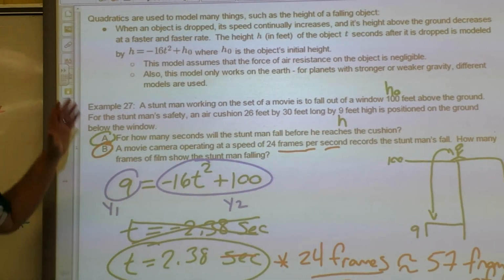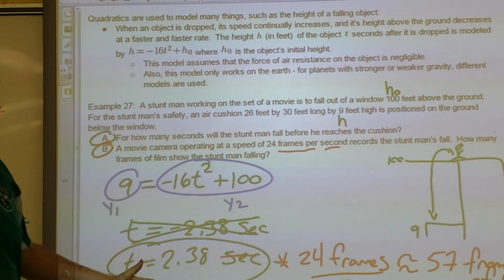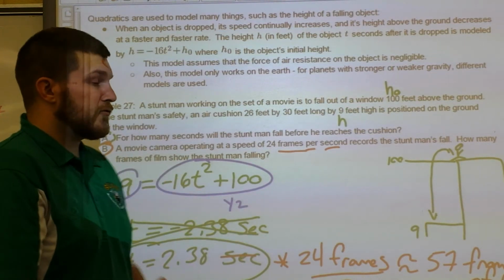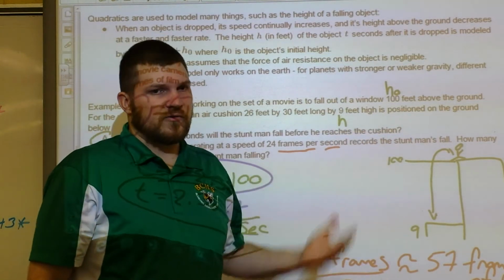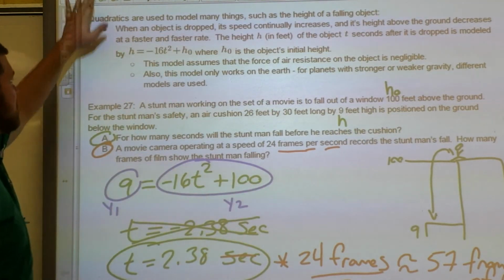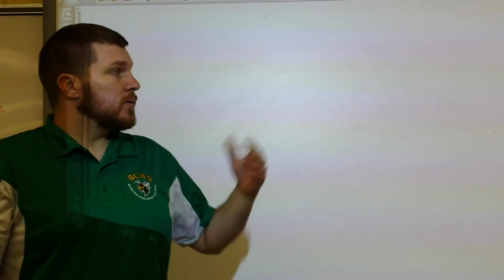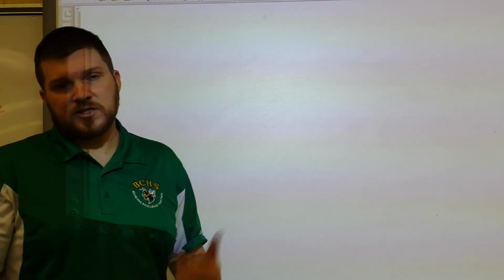So we can see how these two problems build off of each other. We first found the time, and then we found out how many frames of film are being used to record that fall for the movie. And this is just a quick example of how quadratics can be used to model real-world data. Quadratics are used all the time. Again, if you take a physics class, you're going to see them over and over again. Hopefully this video helps a little bit.